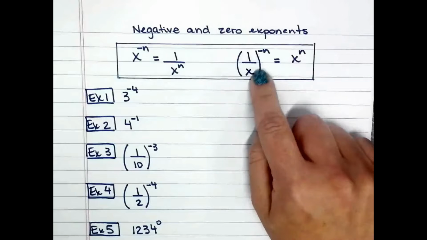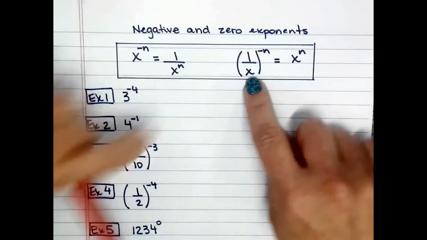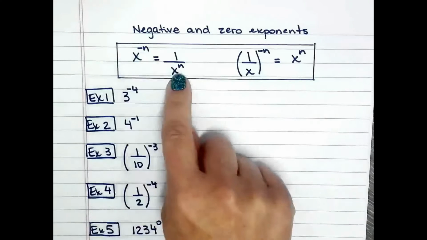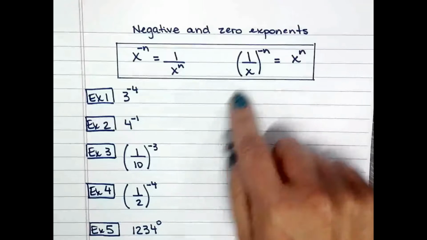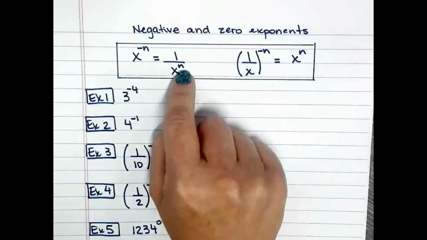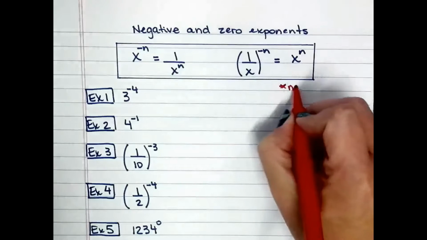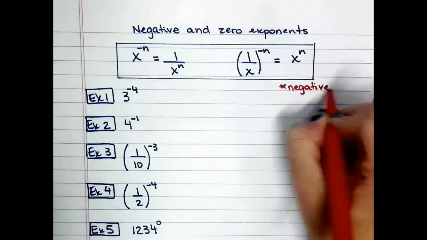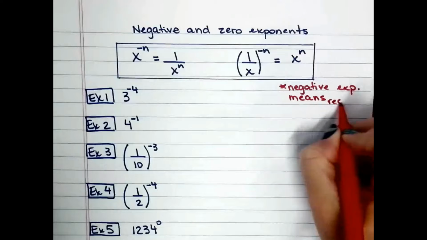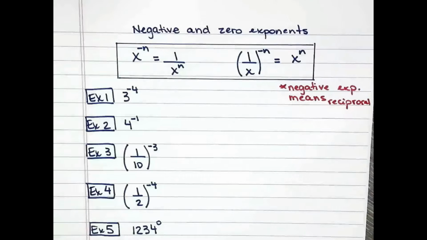Now, if I already have a fraction and I have the negative exponent, then it goes into the numerator. So it goes from the numerator to the denominator, and the exponent becomes positive, because the negative means reciprocal. So negative exponent means reciprocal.